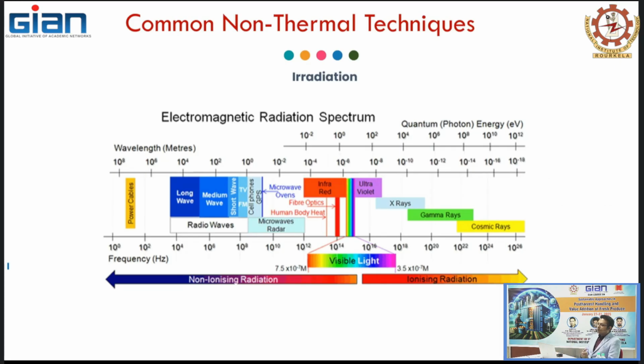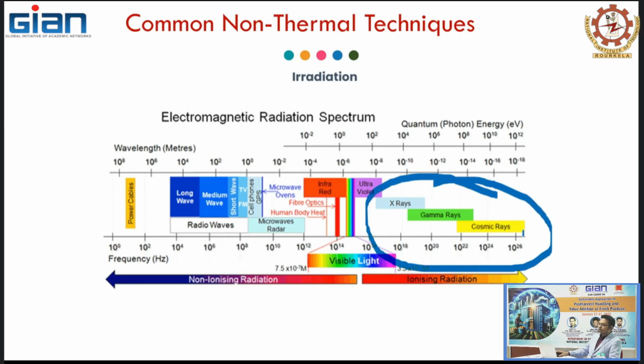Okay, then we will come to the third one, that's the irradiation technology. Particularly when you say the electromagnetic spectrum, we talk here about the irradiation from this area, from the X-ray, gamma rays that may be used for treating the product.